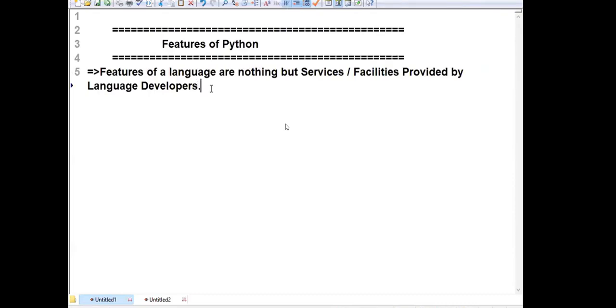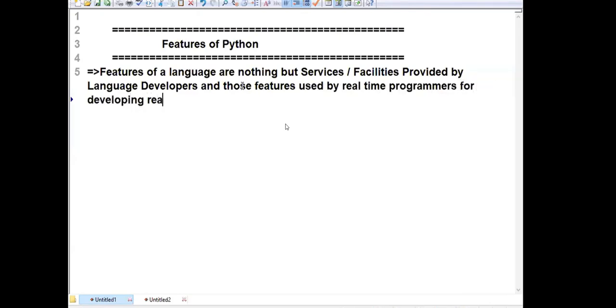Guido van Rossum. So if you take Java programming, the Java developer is called what? James Gosling. If you take C programming, the C developer is called what? Dennis Ritchie. Like that, if you take any programming language, definitely some type of services are offered, some type of facilities are provided. Those facilities and features are used by whom? Used by real-time programmers for developing which applications? Real-time applications.